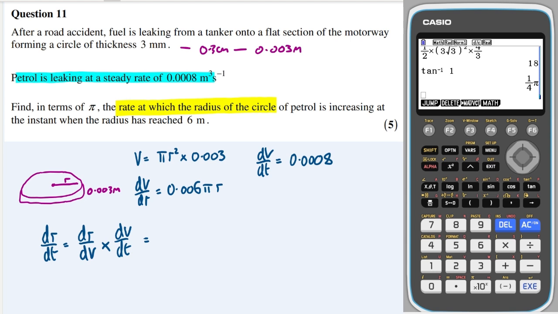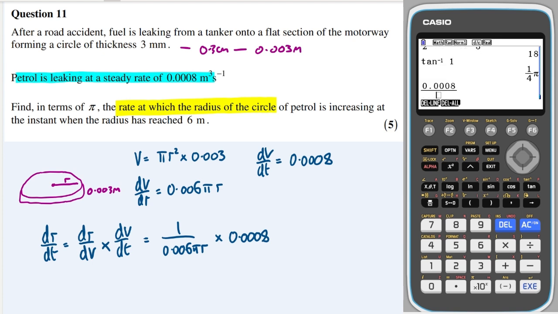Okay, so it's the flip of this, so it's 1 over 0.006 pi r multiplied by 0.0008. Okay, so let's just quickly put this into our calculator. So it's that over this, which is 2 over 15, and there's also a pi and r on the bottom. So this is 2 over 15 pi r.